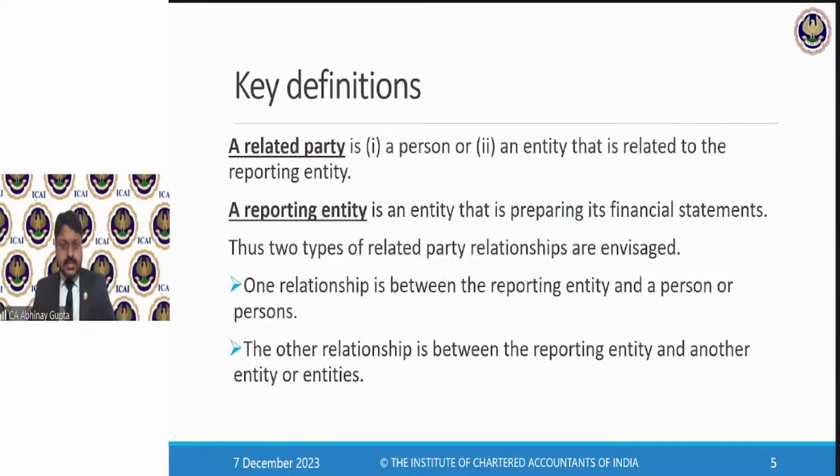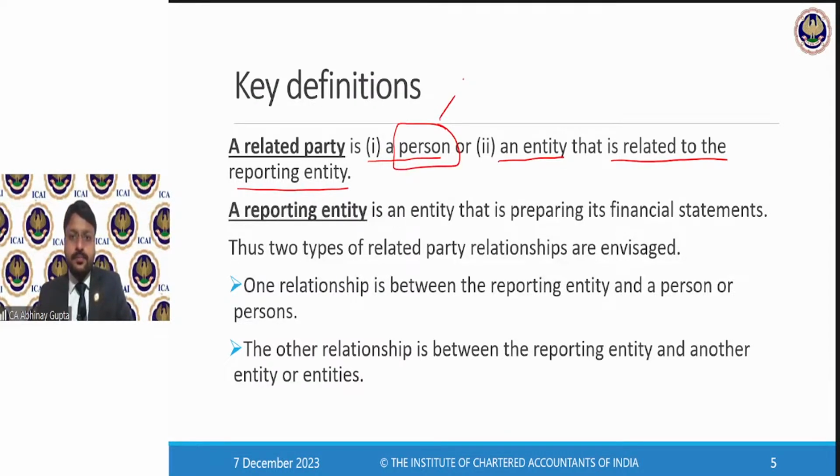Now, because the whole standard revolves around the related party, first we need to understand what a related party is as per this standard, right? Whoever is a related party as per this standard will only be covered for the purpose of this standard. Now, a related party is a person or an entity that is related to the reporting entity. So it can be an individual person, or it can be an entity.